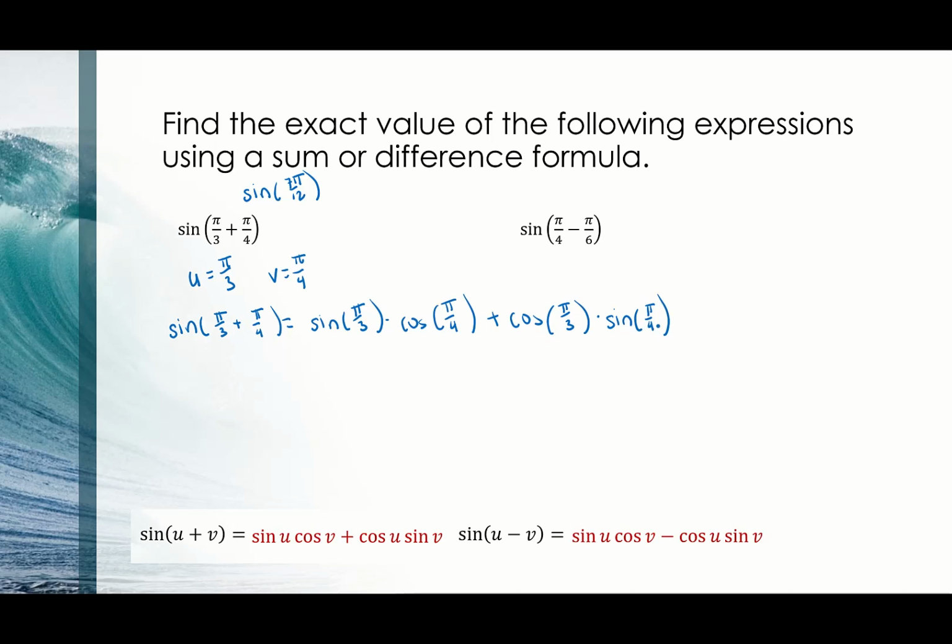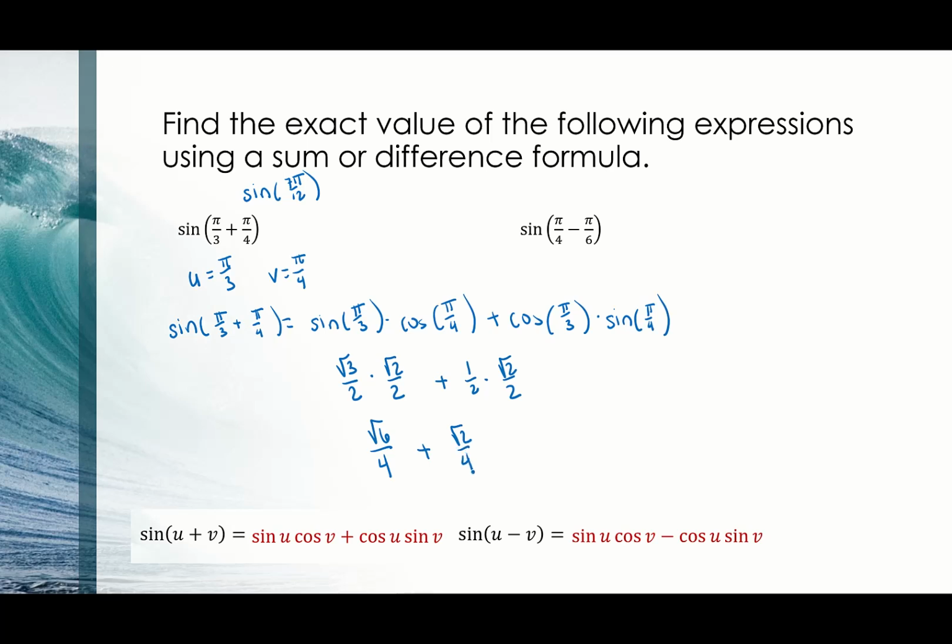So it looks like a lot, but really we know, hopefully, that sine of pi over 3 is root 3 over 2, times cosine of pi over 4 is root 2 over 2. And if we multiply those together, that becomes root 6 over 4, right? We're multiplying, so we actually multiply the two 2's. And if we simplify the second term, we have cosine of pi over 3, which is 1/2, times sine of pi over 4, which is root 2 over 2. And then the second term, we have root 2 over 4.